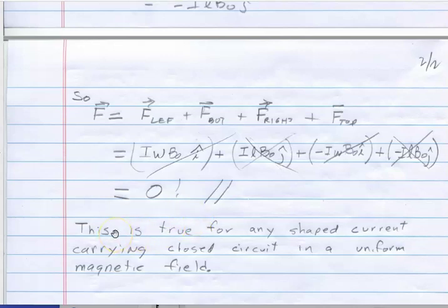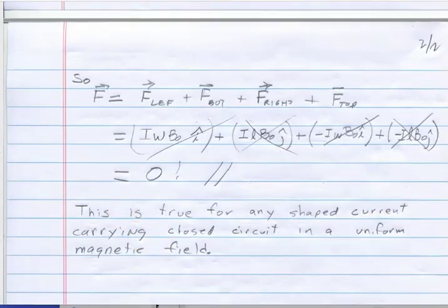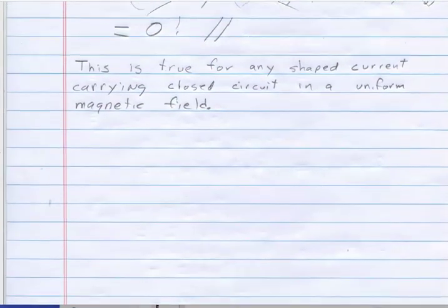Well, for a uniform magnetic field, any closed circuit, it doesn't matter what shape. We did a rectangular one, but it doesn't matter what shape it is, as long as it's in a uniform magnetic field. Then the net force on a closed circuit is zero, and it doesn't matter what the shape is. It could be circular, it could be oval. It doesn't matter. The net force on a complete circuit is zero.